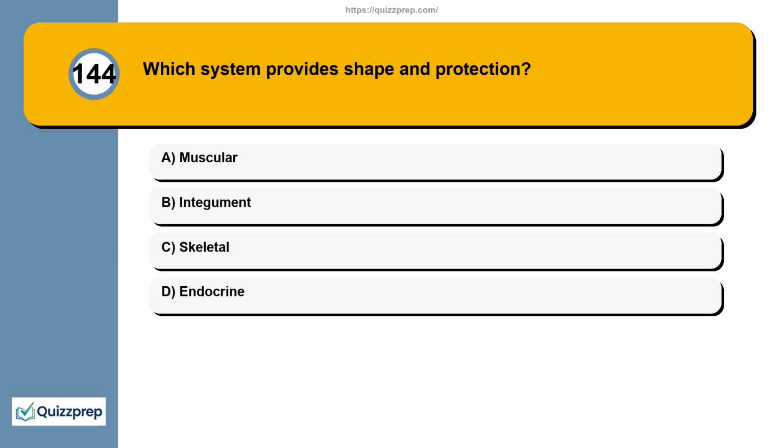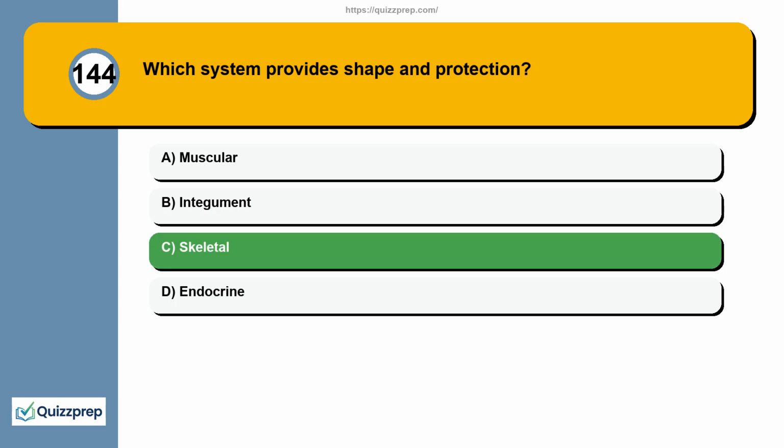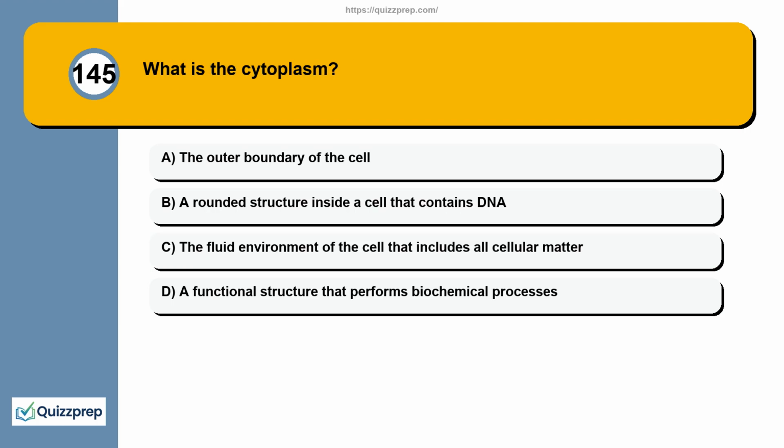Question 144. Which system provides shape and protection? Option A, muscular. Option B, integument. Option C, skeletal. Option D, endocrine. The correct answer is option C, skeletal.